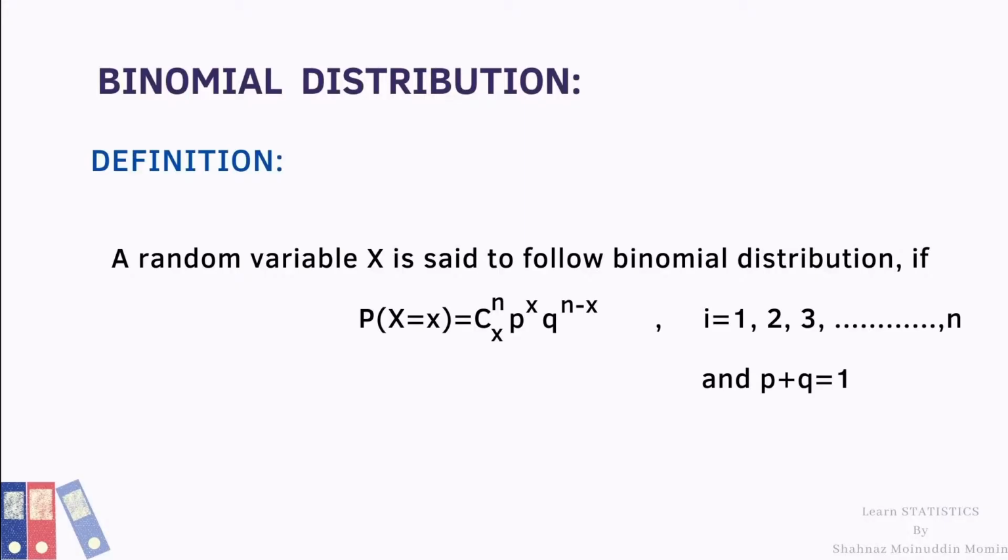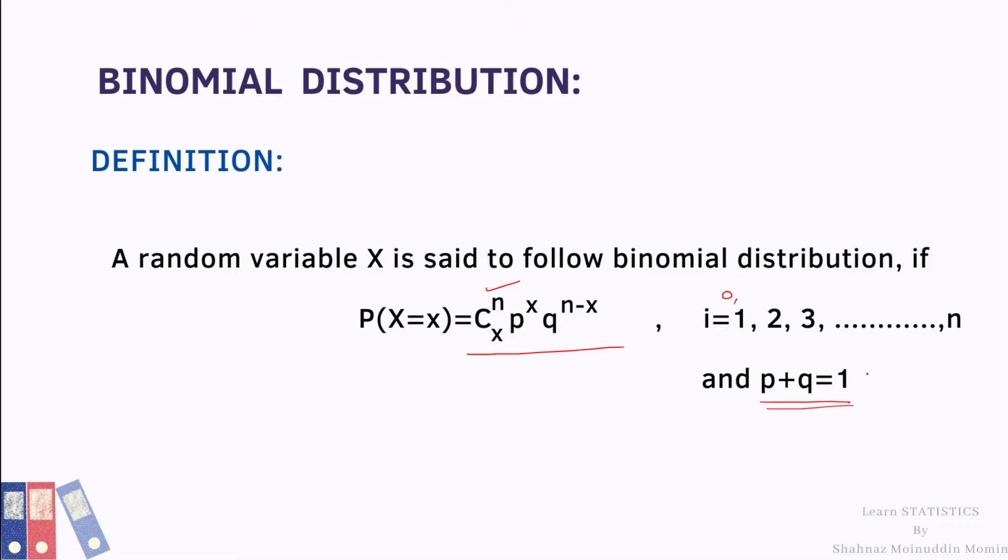Suppose x is a discrete random variable, then it is said to follow binomial distribution if the PMF is probability x equal to x is nCx p raised to x q raised to n minus x. Here nCx is the combination of n with x, and the range of x is 0, 1, 2, 3, up to n, with p plus q equal to 1.